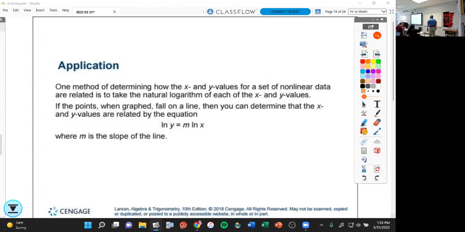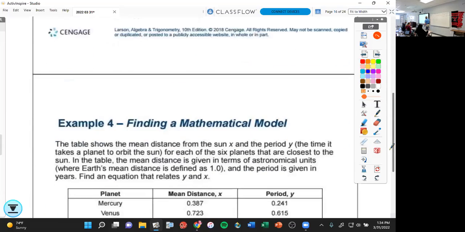One method of determining how the x and the y values for a set of nonlinear data are related is to take the natural log of the x and the y values. So we're going to take the natural log of both x and y. If the points when graphed fall on a line, then you can determine that the x and y values are related by the equation natural log of y equals m natural log of x. M is the slope of the line. Okay, so there's the situation.